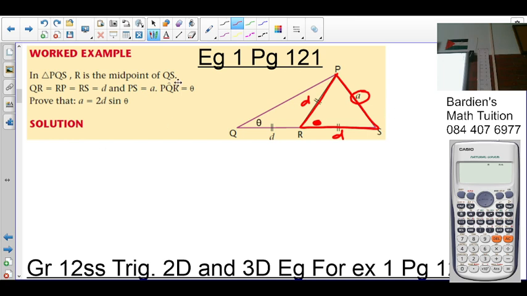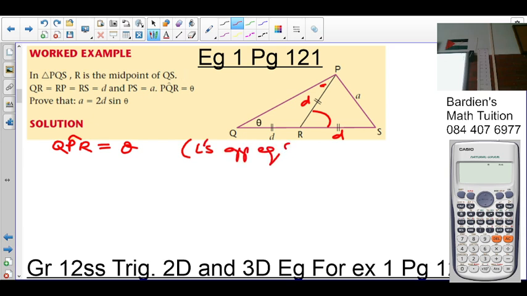So all of those things we're looking at from the beginning. To calculate A, we're going to work in triangle PRS, so we needed this angle. We know that angle PRS is equal to angle theta plus that angle there. But we know that angle QPR is equal to theta. Why? Because it's angles opposite equal sides. You understand, Michael? That is angles opposite equal sides. So that's theta here.